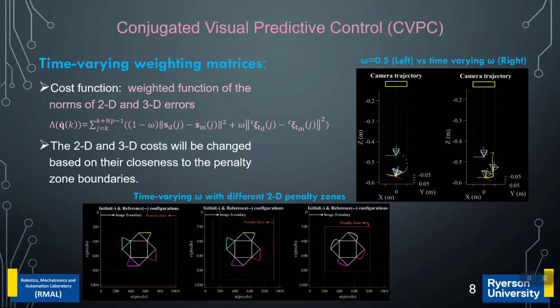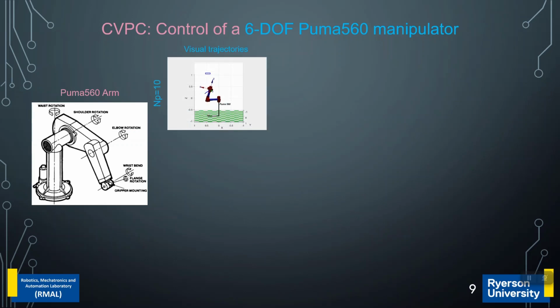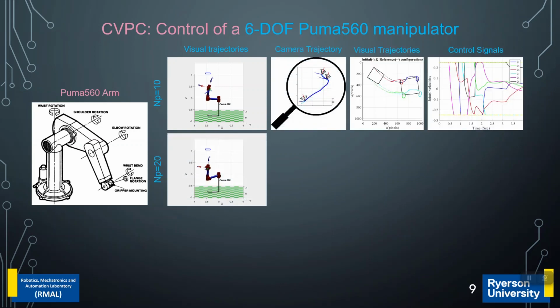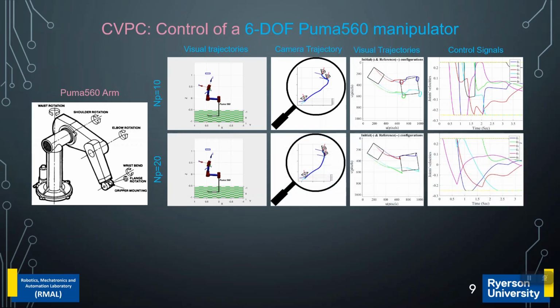On the other hand, the effects of tightening the 2D penalty zone have been shown in these three diagrams. To demonstrate the performance of the CVPC, a model of the 6 degree of freedom Puma 560 arm has been employed. As expected, by increasing the prediction horizon, both the 2D and 3D trajectories became smoother, and the pressure on the robot's actuators became less, while the predefined constraints have also been met.